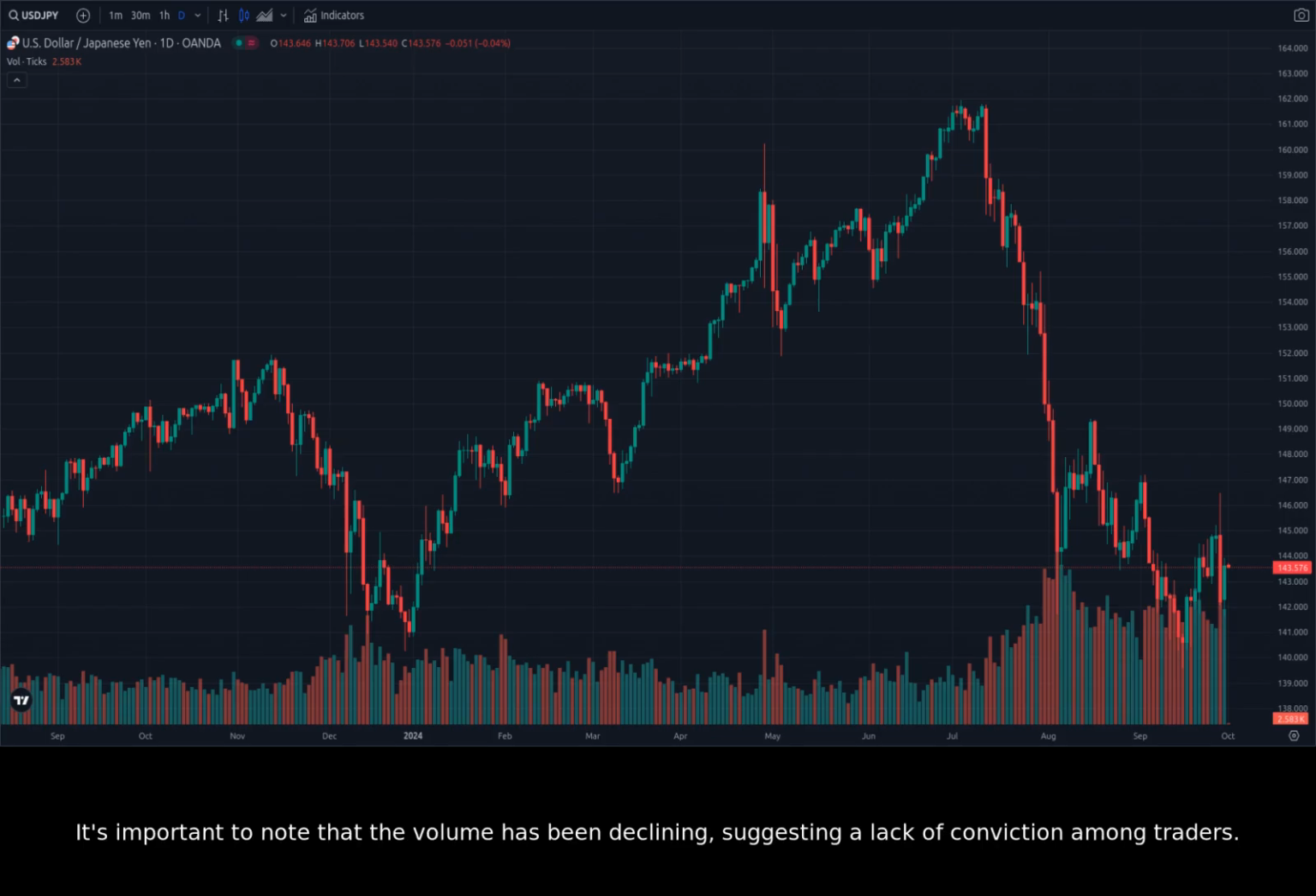It's important to note that the volume has been declining, suggesting a lack of conviction among traders. This could mean that the recent pullback could be a short-term correction and the bullish trend could continue.